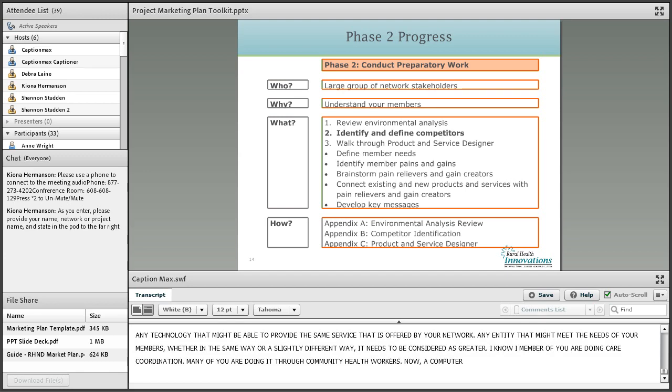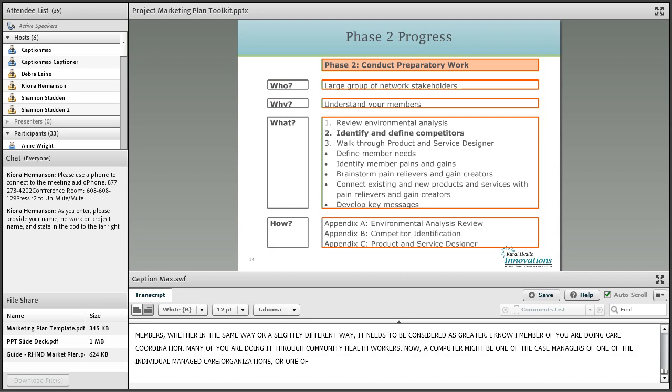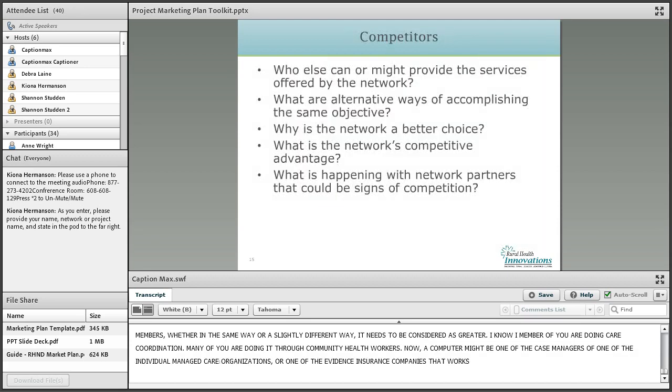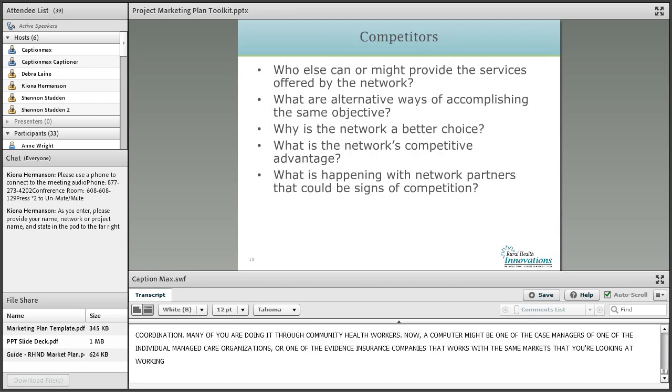Now, I know a number of you are doing care coordination. Many of you are doing it through community health workers. Now, a competitor might be one of the case managers of one of the individual managed care organizations or one of the private insurance companies that works with the same market that you're looking at working with.